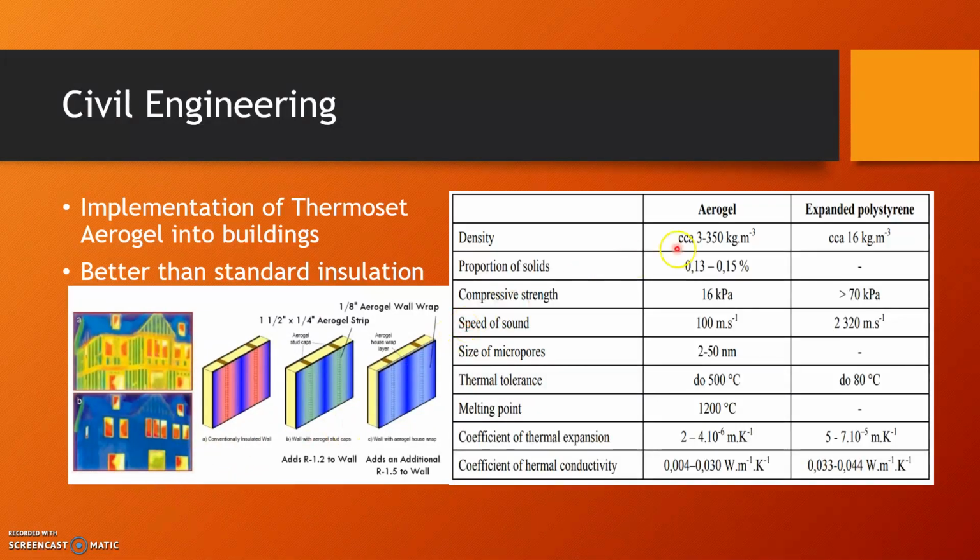All right, here we have a table with aerogel and standard insulation. As you can tell, it is less dense, which means it weighs less. It has better speed of sound insulation, better size of micropores, thermal tolerance, and melting point, which means it can withstand a lot more heat and not let heat escape.